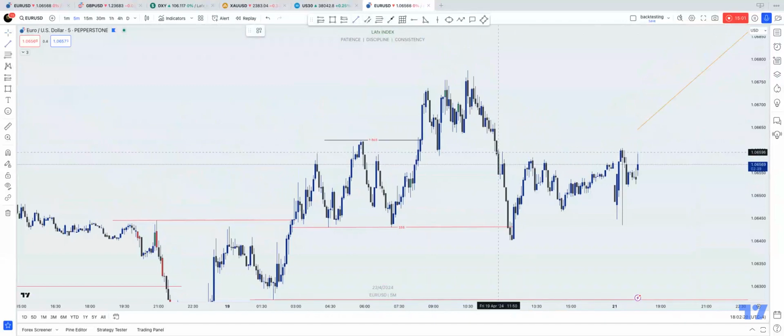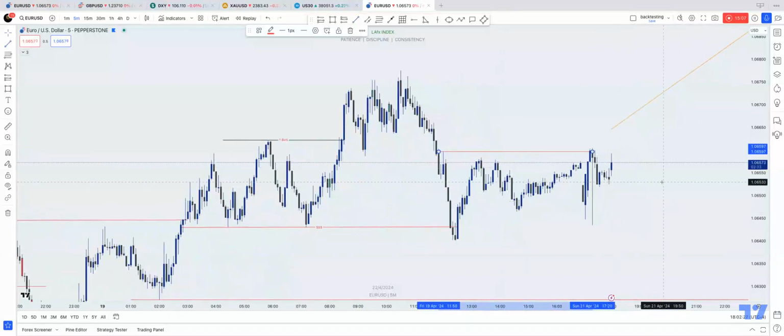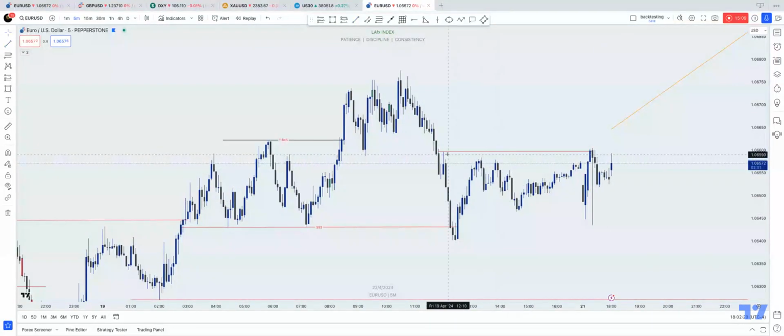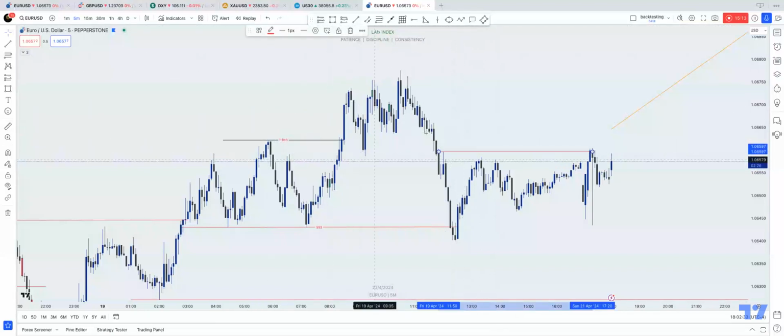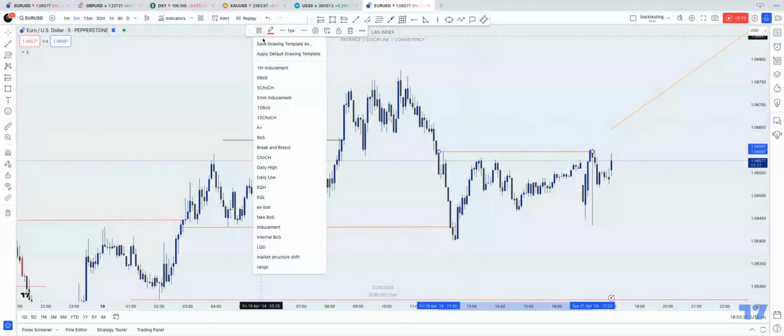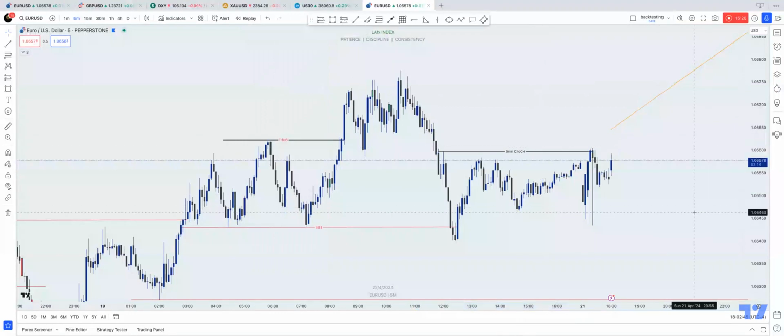Now, I'm not going into details on how I got these areas marked, but I was expecting this to break, right? Now you see, this is the area which confirms this reaccumulation, that we're going up, right? So we have a change of character here, right?